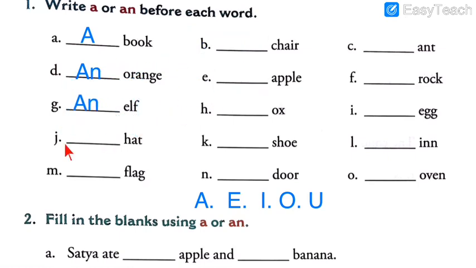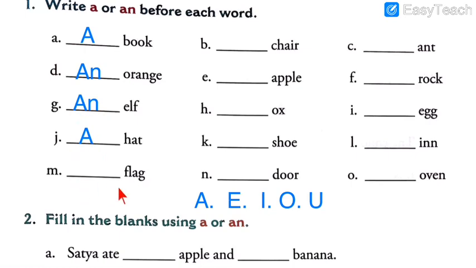Let us solve the next. Dash hat. So students, I am asking you, what should be the answer? Dash hat. A or N? What can you fill here in this blank? Like I said, you have to check whether it starts with a vowel or consonant. Now it starts with H. Is H a vowel? No. H is a consonant. So what will you write? A. Absolutely right. A is the correct answer.